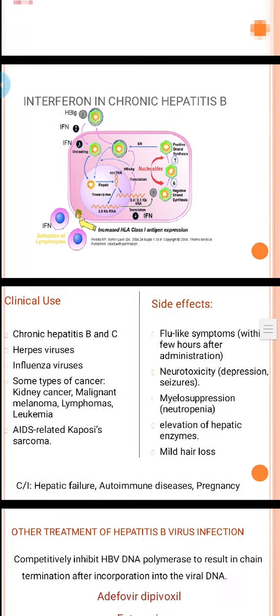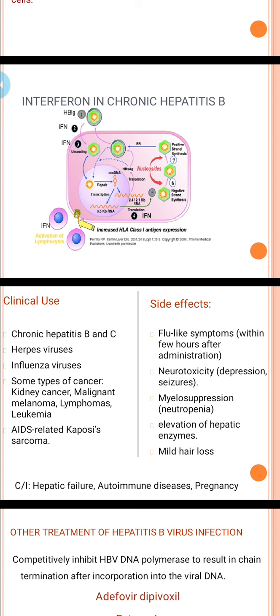So what are the clinical uses of this interferon alpha? Chronic hepatitis B and C, herpes virus, influenza virus, some types of cancer like renal cell carcinoma, malignant melanoma, lymphoma, leukemia, and AIDS-related Kaposi sarcoma. For Kaposi sarcoma and malignant melanoma, this can be used intralesionally. Okay. So most commonly used is chronic hepatitis B and C. For herpes and influenza, we have other drugs.